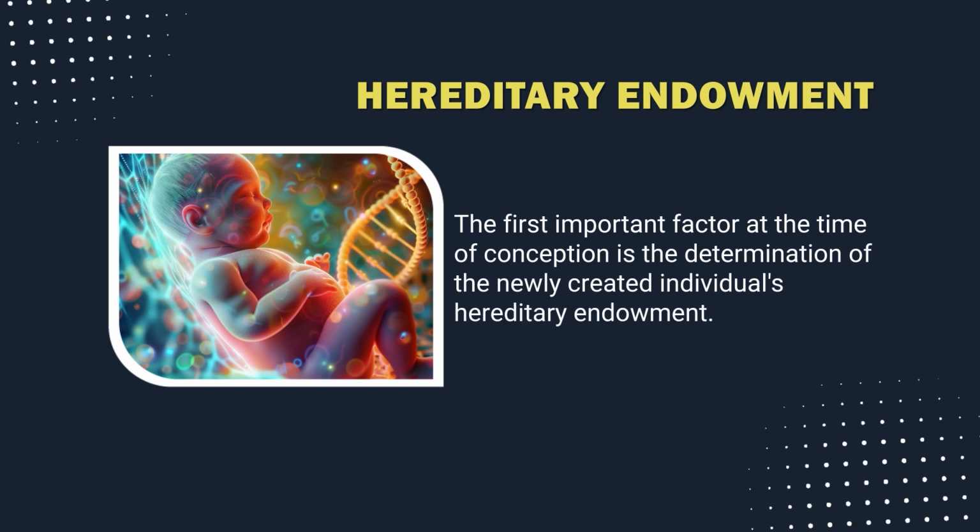Now, as the name suggests, hereditary is something which is passed on from the mother to the child, or from the family to the child. The first important factor at the time of conception is the determination of the newly created individual's hereditary endowment. Endowment is something which is passed on from generation to generation, and hereditary, as the name suggests, is passed from family to family. So this is what gets passed on to the fetus when the conception happens.